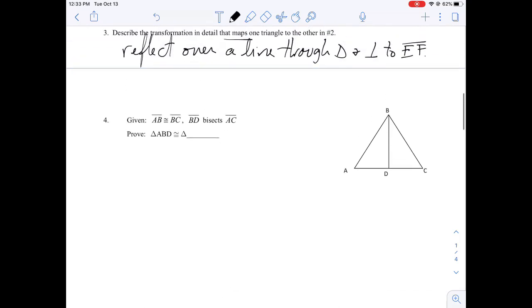But just to get you started on some things, maybe we should mark up this diagram. Here's AB congruent to BC. And we know that BD bisects. So remember what the word bisects means. BD, this vertical segment, is cutting in half this horizontal segment. So we can say something about these 2 chunks. Okay. And then it's asking for the correspondence as well.